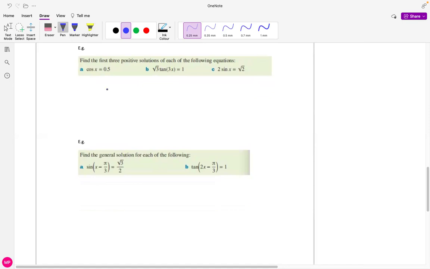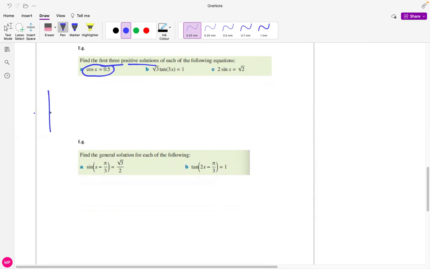Here we have an example. Find the first three positive solutions. We want positive, and we want the first three positive, so the first three smallest positive numbers. Let's do this again: cos of x equals a half.